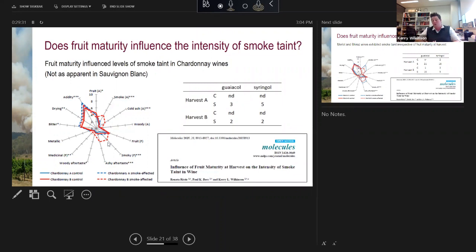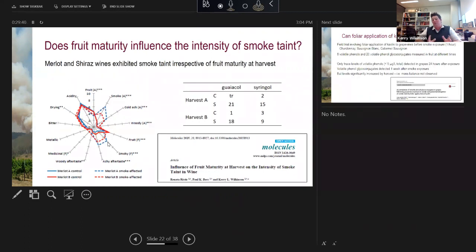We didn't see the same results in Sauvignon Blanc. We're not quite sure what it was, but we were able to pick the level of smoke in those Sauvignon Blanc wines equally. And whereas we did see some differences in the red wines, because these red wines are fermented in contact with the skins, we're seeing those evident smoke characters in the wines, irrespective of when we harvested the fruit.